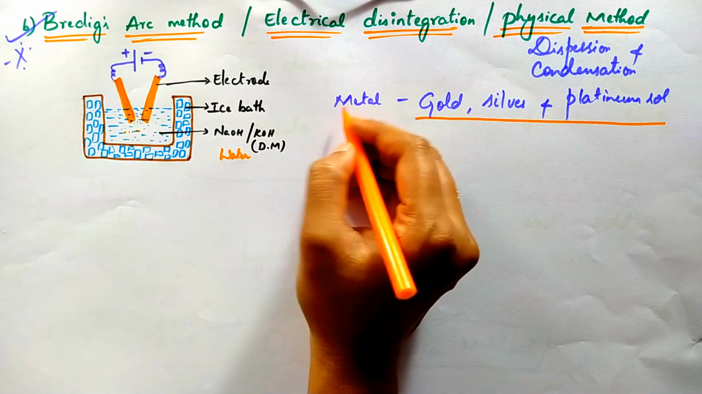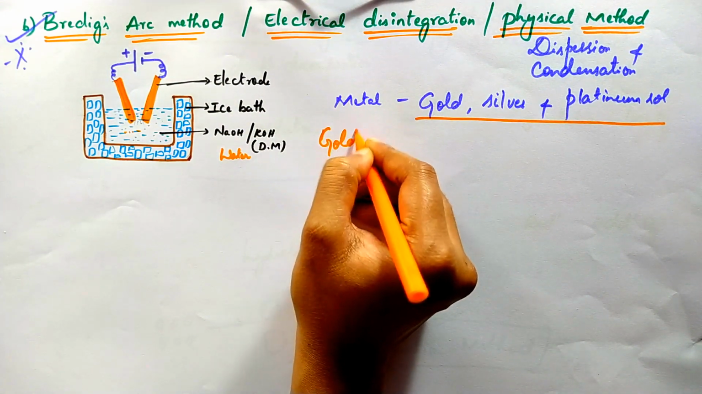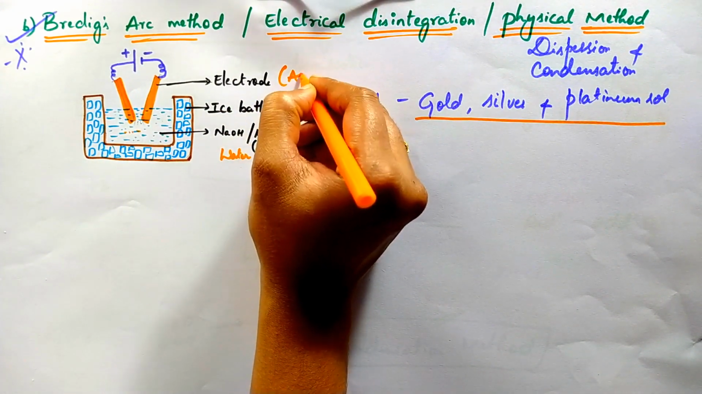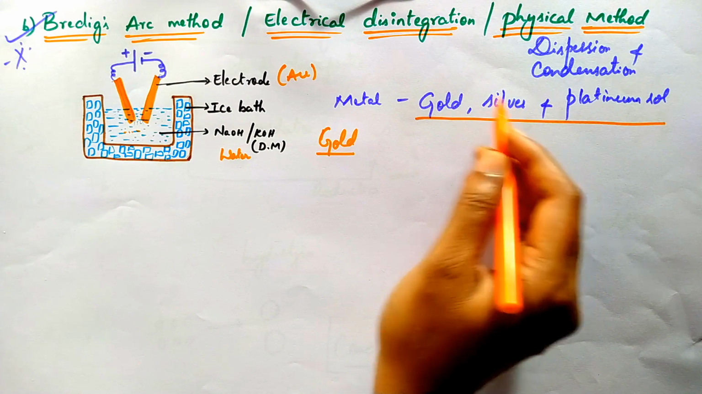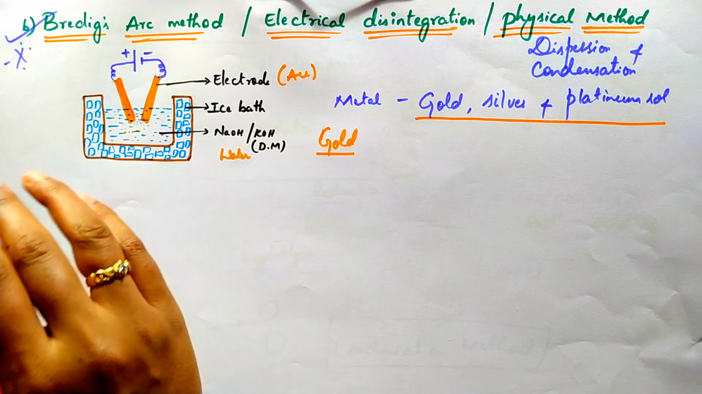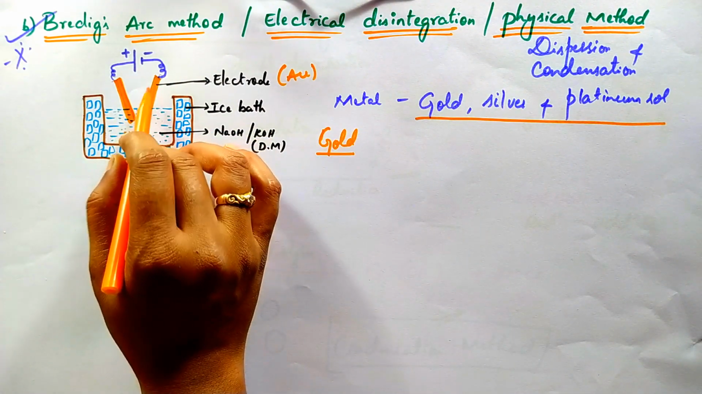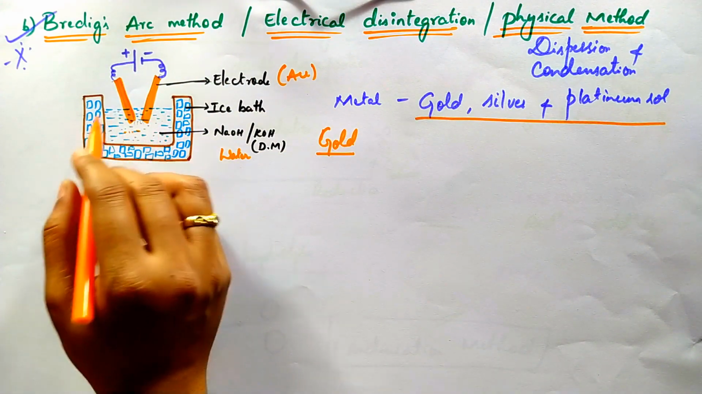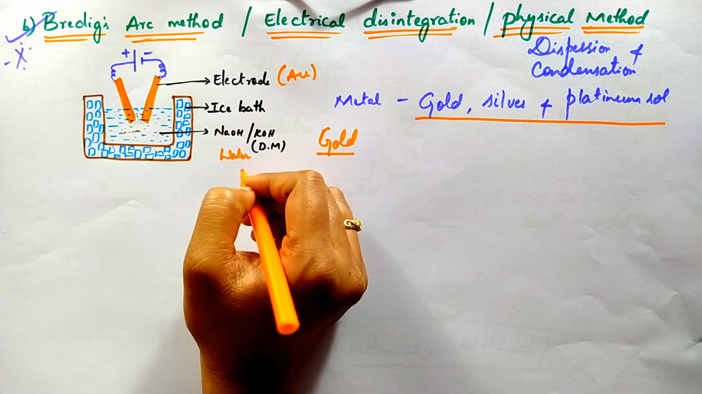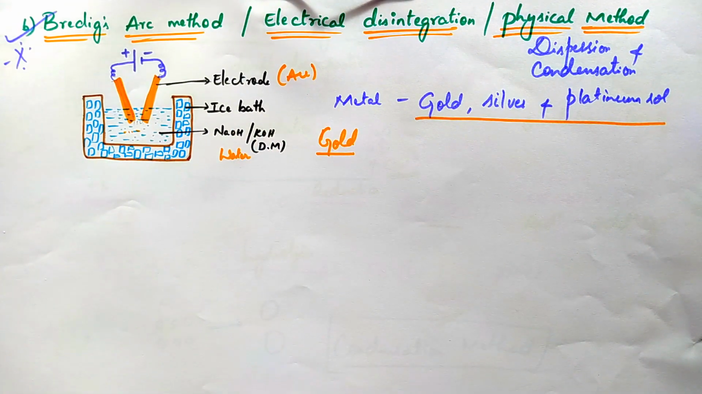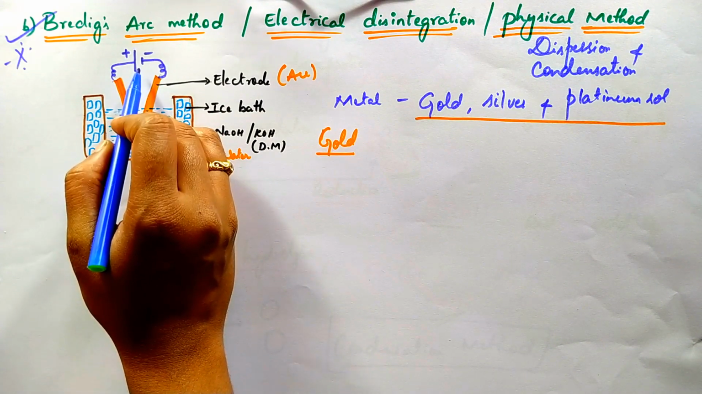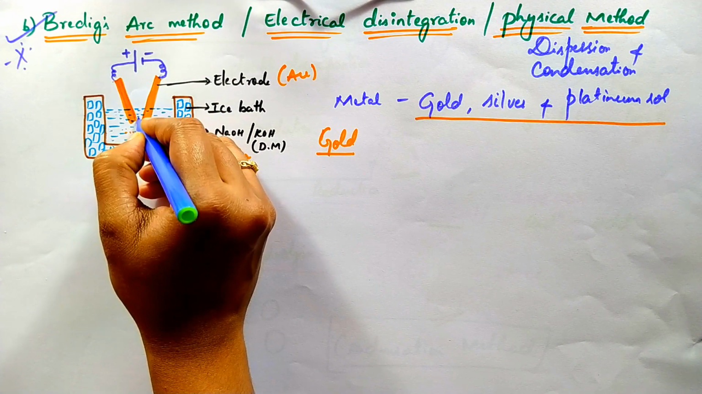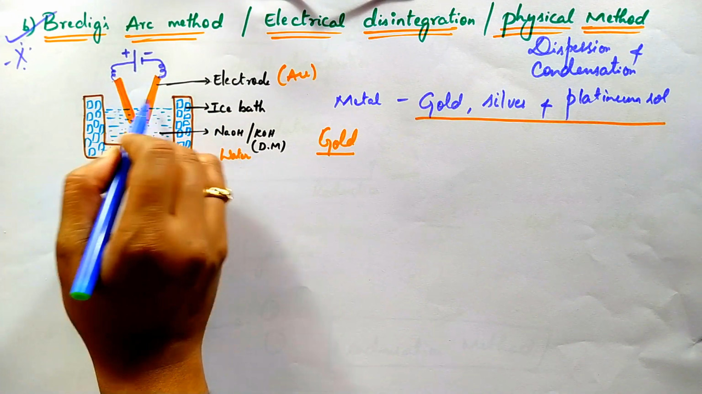Now, if I want to prepare the gold sol, then the electrode used is gold. If I want to prepare silver, then we have to use the silver electrode. Now, I have taken the gold electrode which is connected to the high voltage battery, and the dispersion medium contains water with NaOH. Here, by applying the high voltage, an electric arc is struck between the two electrodes.